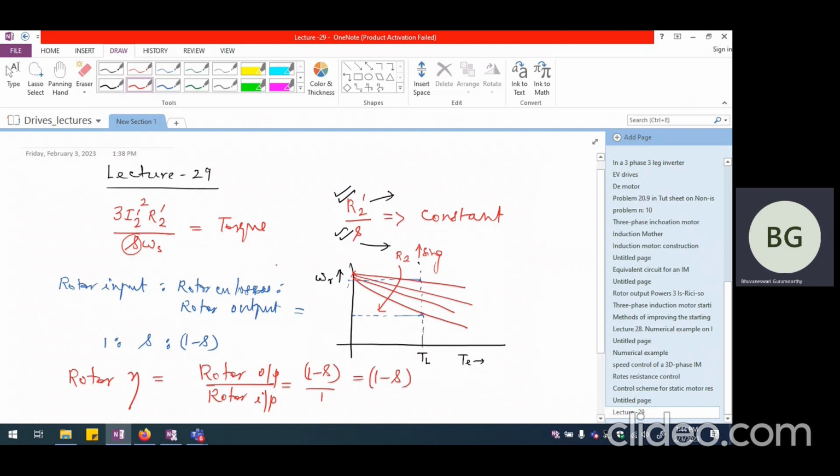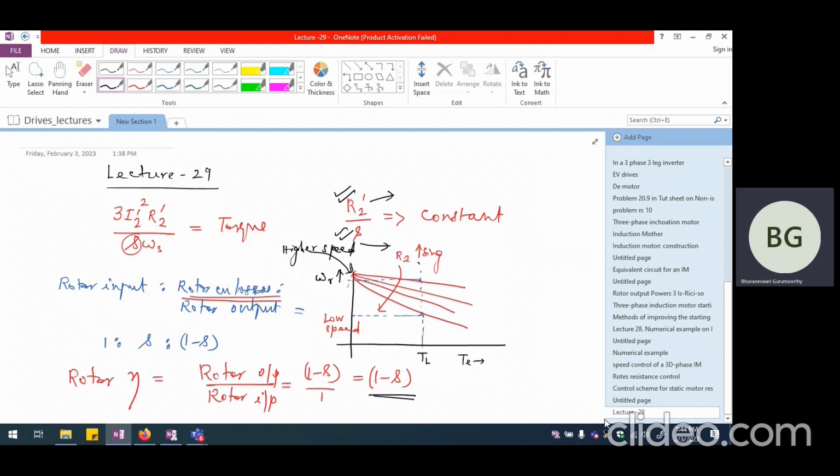So the rotor copper losses will increase further and further if the slip increases or the speed decreases. So this is low speed when we have a larger resistance, and this corresponds to higher speed. If the speed is higher, the rotor copper losses will be lower, so the efficiency obtained from the induction motor will be better.